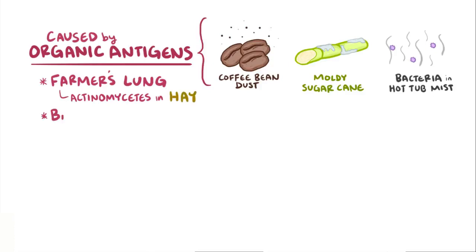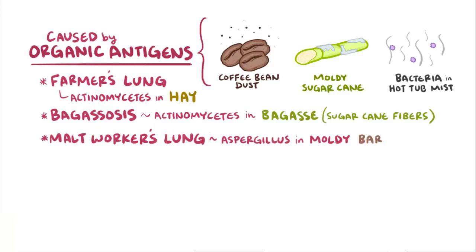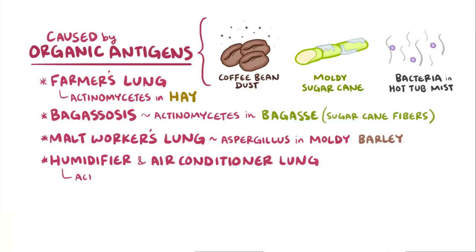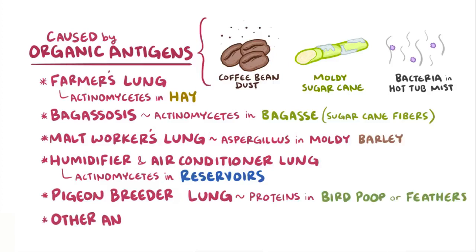Sugarcane farmers might also get bagasosis from inhaling actinomycetes spores in moldy bagasse, or sugarcane fiber. Malt worker's lung is from aspergillus spores from moldy barley. Humidifier or air conditioner lung is caused by inhaling the spores of actinomycetes that grow in the warm water reservoirs of these machines. And finally, pigeon breeder's lung is caused by breathing in the proteins from bird poop or feathers. But other animal proteins, like those from fur, can also cause the disease.